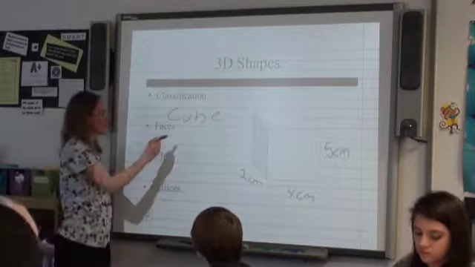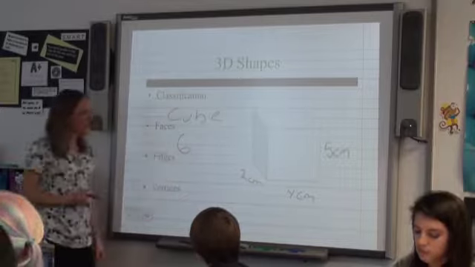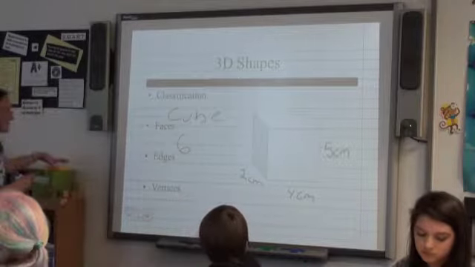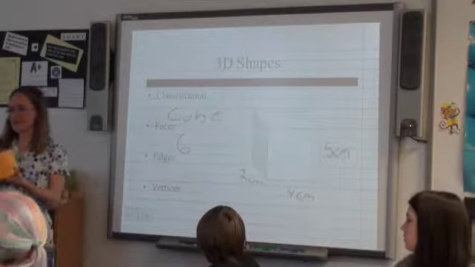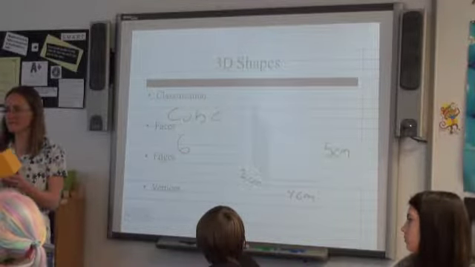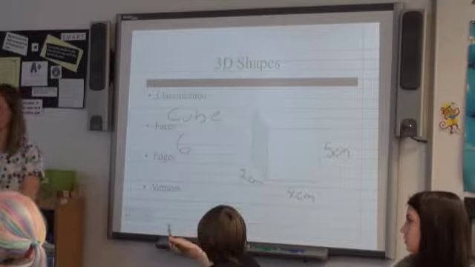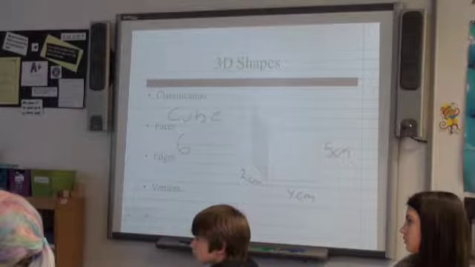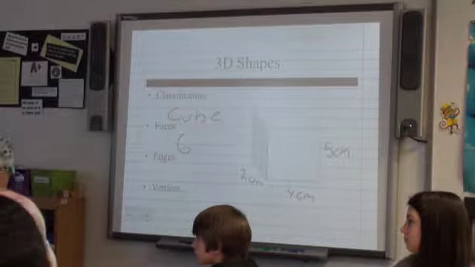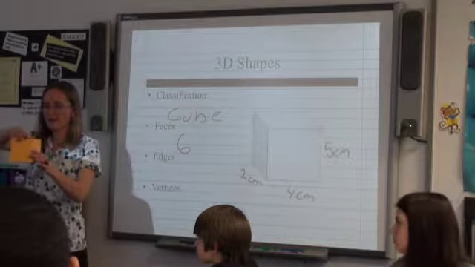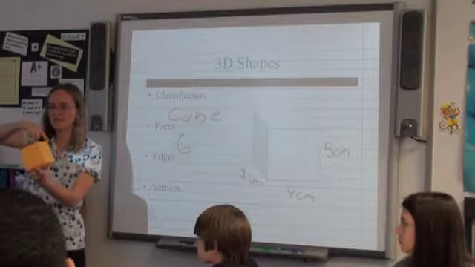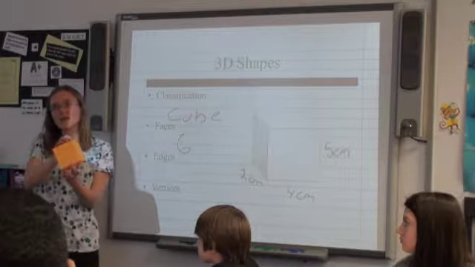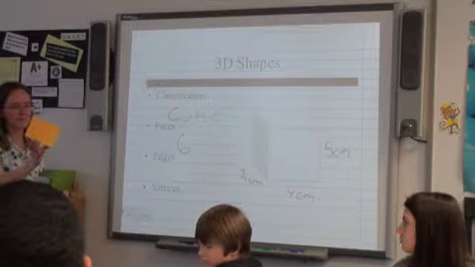And we said we had 6 faces. How many edges are there going to be? What do you think an edge is, Sammy? An edge is like the line between the two sides, like here. Mm-hmm. So if a face is the flat area on top, then the edge is where those 2 flat areas meet. So how many edges are there going to be on this figure?